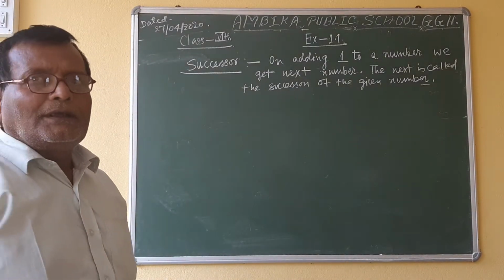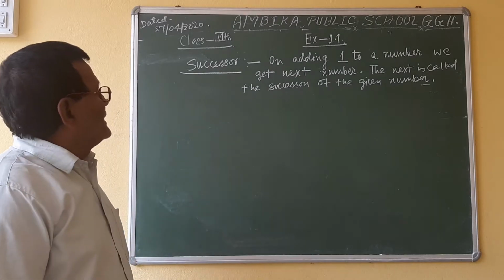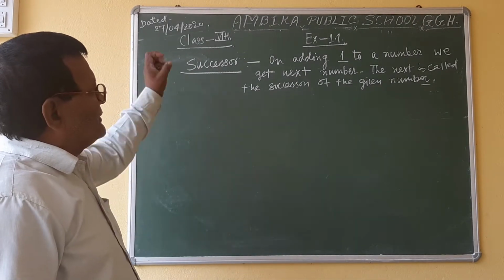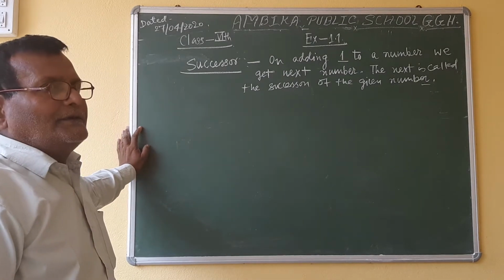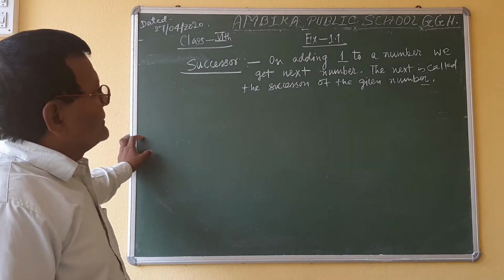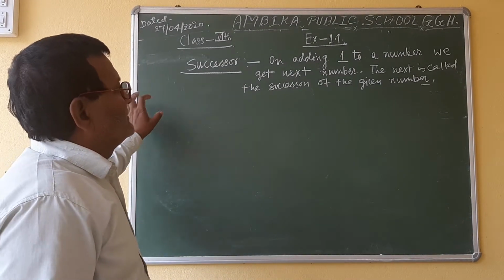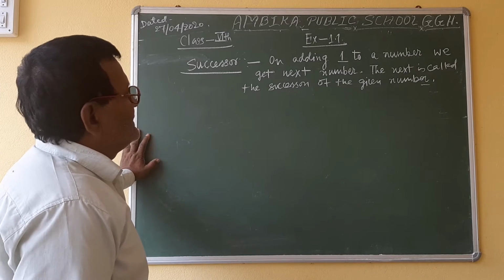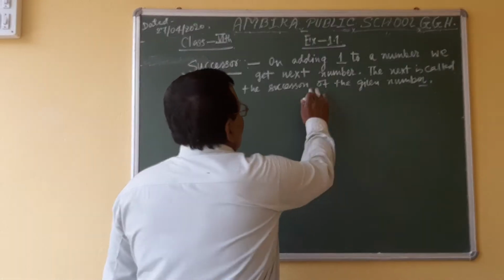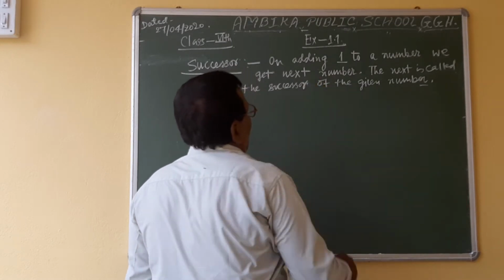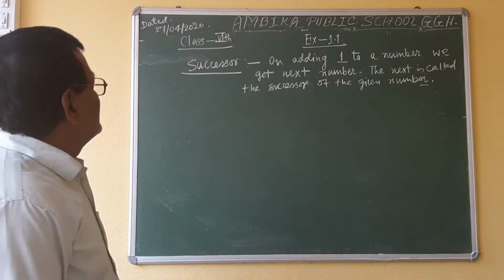Successor means अगली संख्या, आगे की संख्या. So if you have to find the successor of any number, you will add 1 to this number. Adding 1 to a number, we get the next number. The next number is called the successor of the given number. And now predecessor.